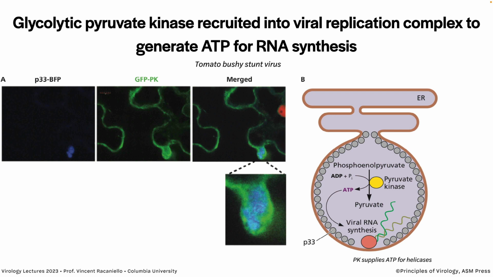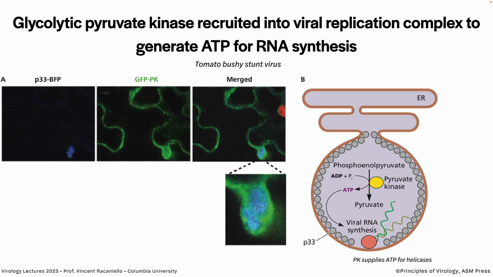And these are some nice immunofluorescence micrographs where we're looking at p33, which is in blue fluorescent protein. You can't see it very well, but there it is. And then we have green fluorescent protein labeling the pyruvate kinase. It's in green. And here you see one of these membrane vesicles coming off the ER. And in the merged image, you can see both the blue and the green color together, showing you that the p33 and the pyruvate kinase are together.